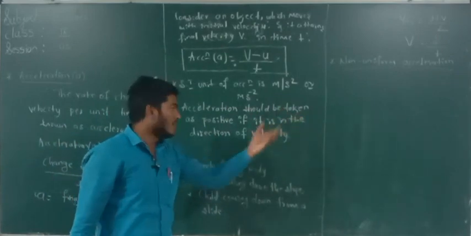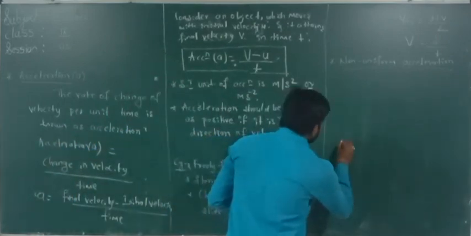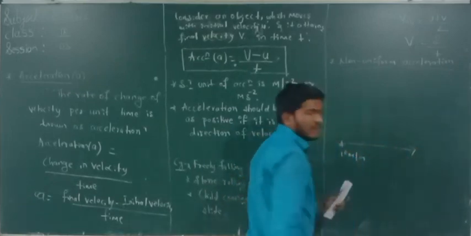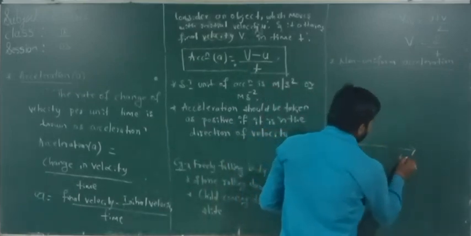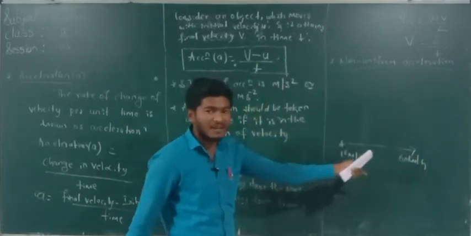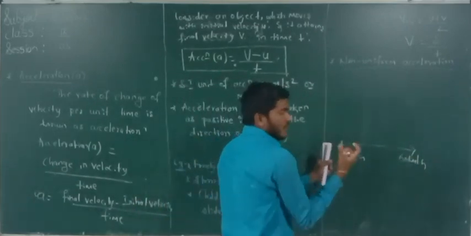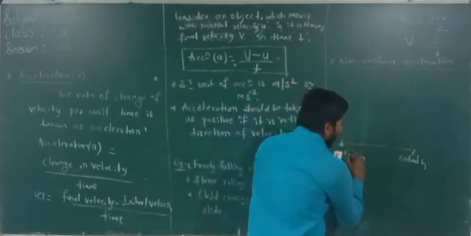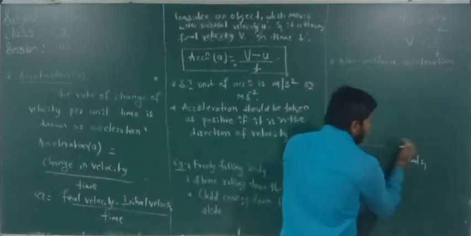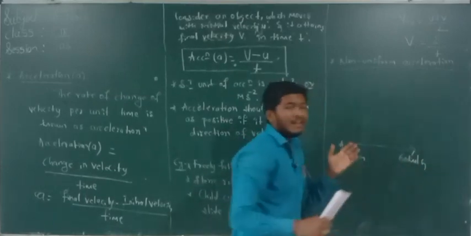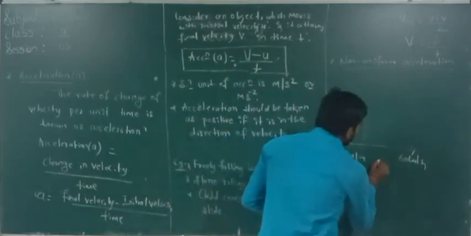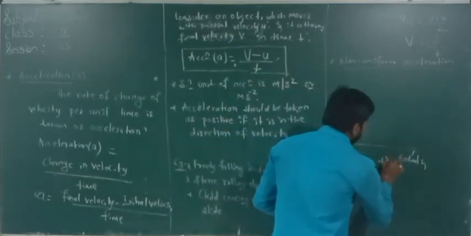What it means? Consider here, a bus moves with 10 km per hour. It attains 60 km per hour after 10 minutes. I am considering here, see here what happens: the velocity is in this direction, and also acceleration is in this direction, that is, it increases the velocity in the increasing direction, then only we take acceleration as positive.